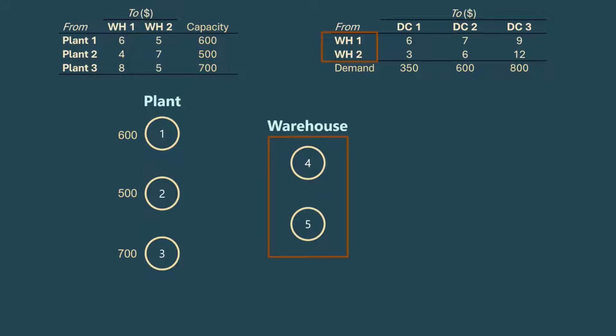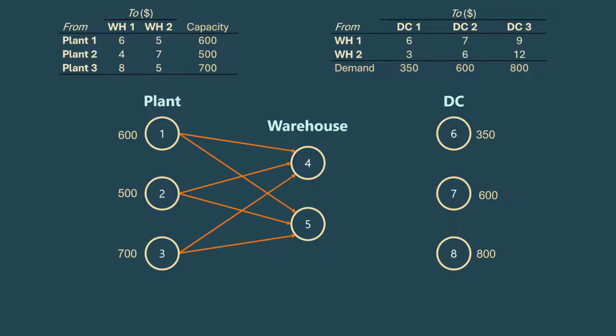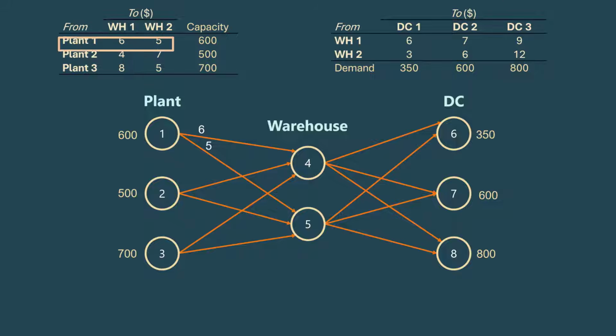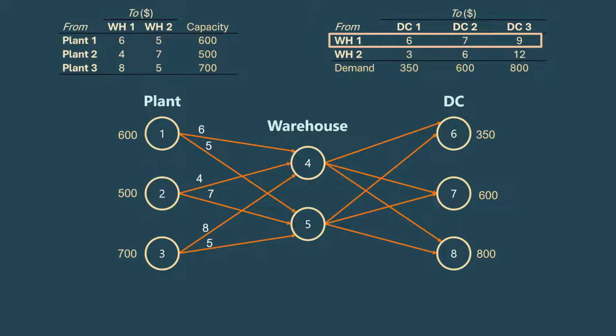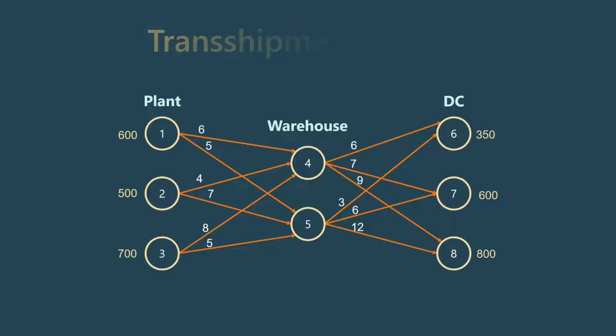The nodes are labeled 4 and 5 here in continuation from node number 3 here. The distribution centers are the destinations with demand quantities 350, 600, and 800 respectively. The plan is to ship from the plants to the warehouses, then from the warehouses to the distribution centers. The costs of shipping from plant 1 to the 2 warehouses are 6 and 5, 4 and 7 for plant 2, and 8 and 5 for plant 3. Similarly, from warehouse 1 to destination centers, the costs are 6, 7, and 9, and 3, 6, and 12 for warehouse 2. Thus, we have completed the transportation network of the transshipment problem.